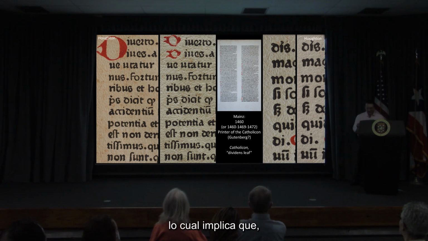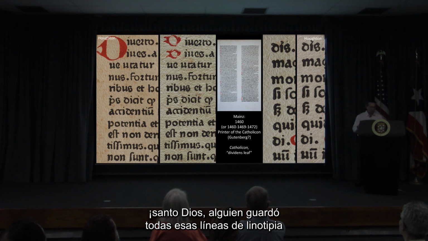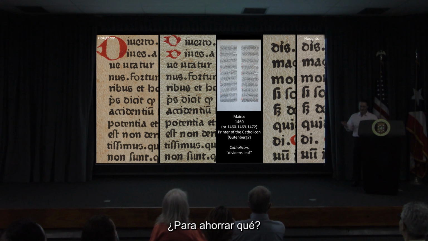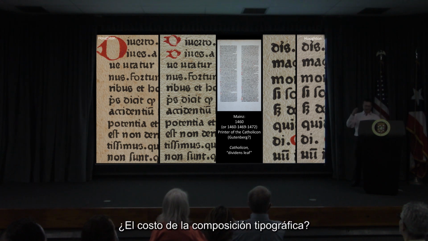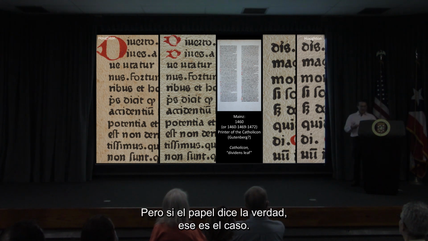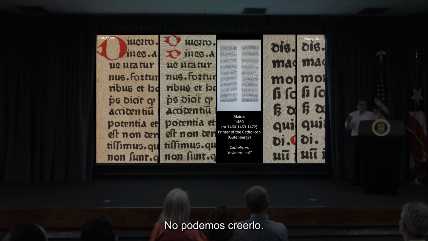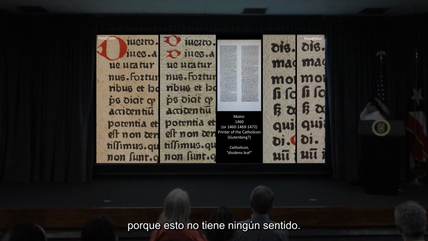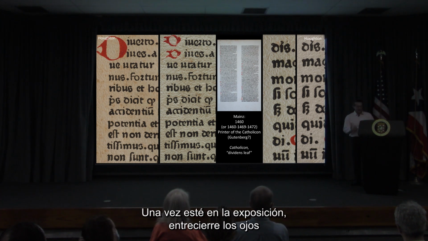Which implies that, oh my God, somebody kept all these slugs someplace for years in order to save what? The money that resetting involved? That's crazy. We will never do that. But if the paper tells the truth, that's the case. We can't believe it. That's why scholars are really up in arms, because this makes zero sense.